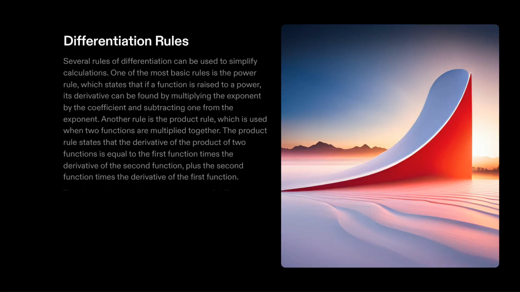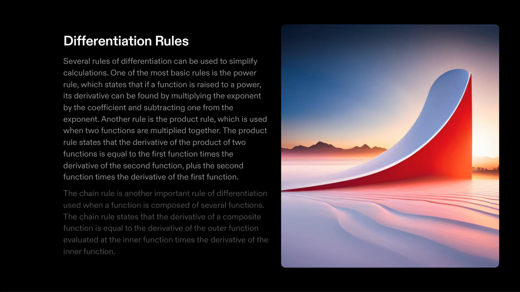To calculate derivatives and simplify calculations, several rules of differentiation can be applied. The power rule, product rule, and chain rule all provide ways to accurately and quickly calculate derivatives. The power rule states that if a function is raised to a power, its derivative can be found by multiplying the exponent by the coefficient and subtracting 1 from the exponent.